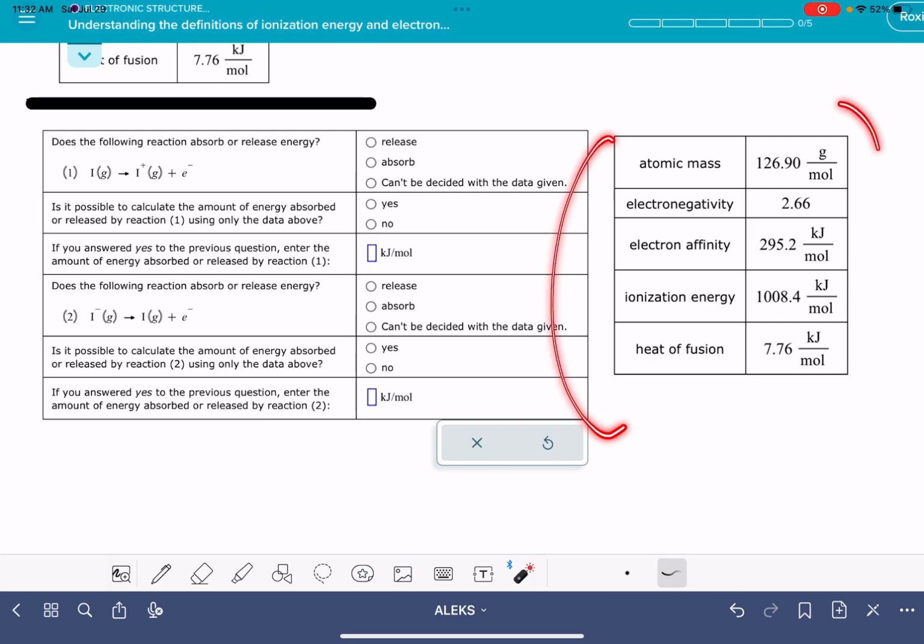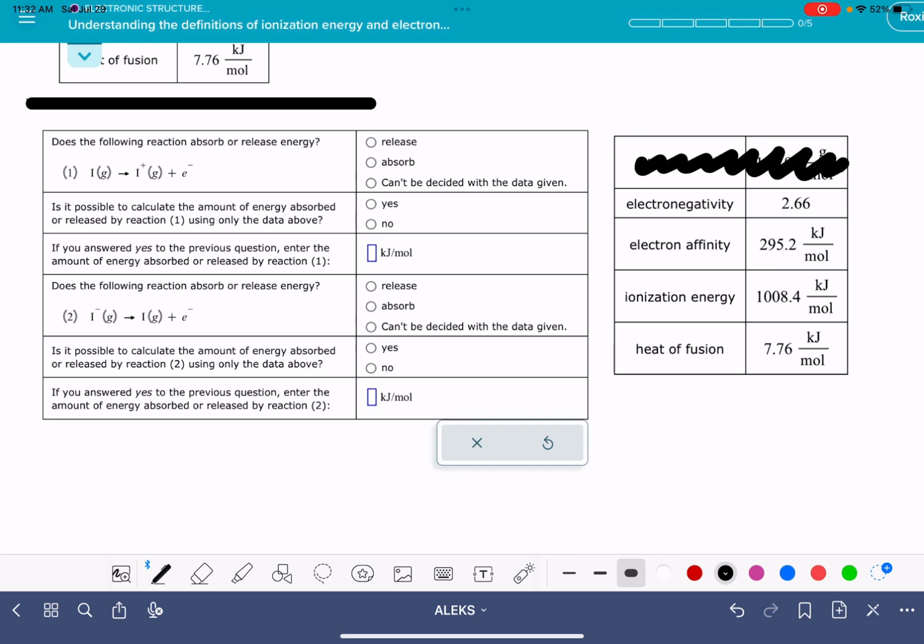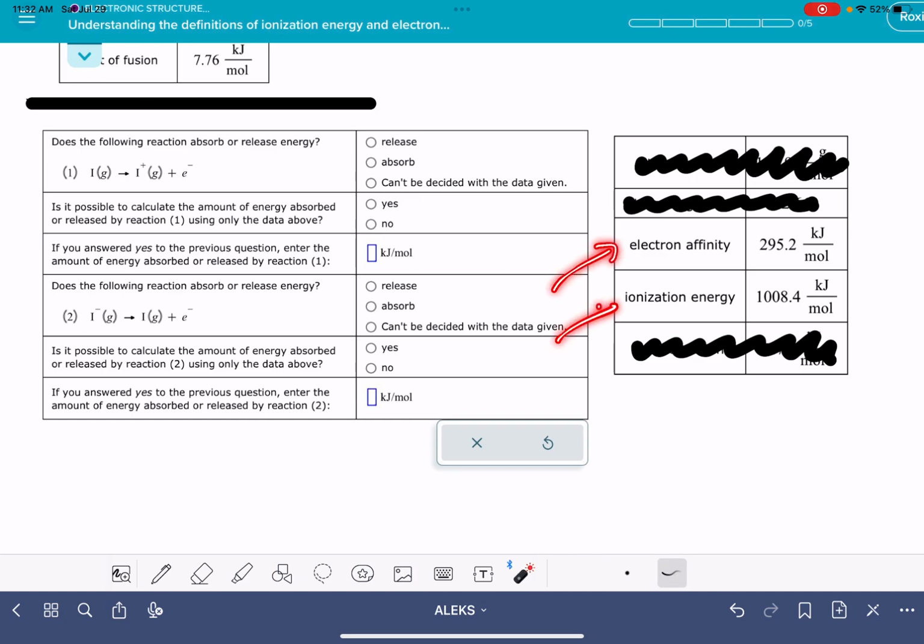Also, in this table of data that ALEKS provides, there's a lot of information you're not going to need to use. The atomic mass is not necessary. Electronegativity is not necessary, and the heat of fusion is not necessary either. This problem is just about electron affinity and ionization energy. Let's define both of those really quick just so that you can work on this problem.